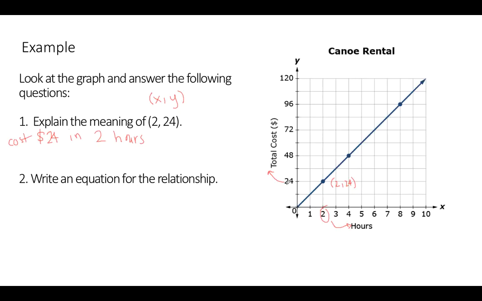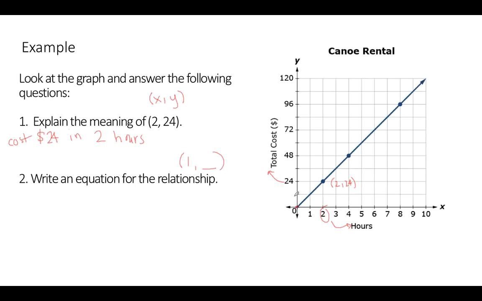Now, if you look, this is a proportional relationship. The graph touches the origin and it is a straight line. So we can write an equation for the relationship. In order to do this, I have to find the unit rate. Remember, the unit rate can be found where x is 1.